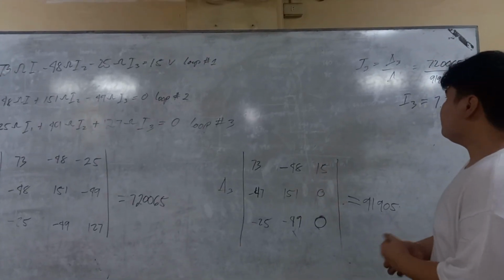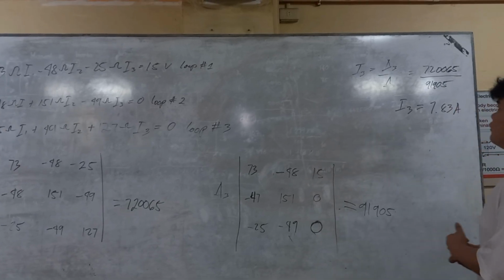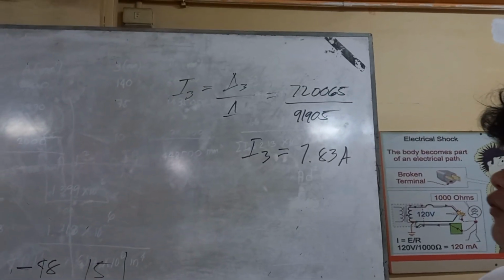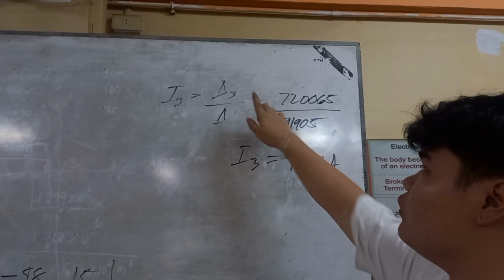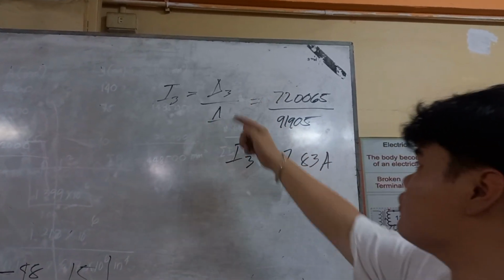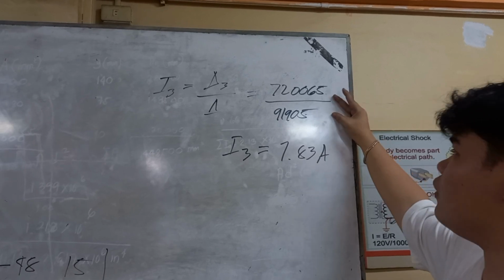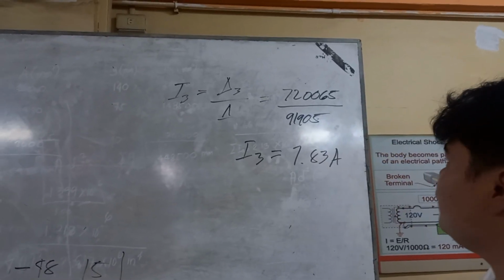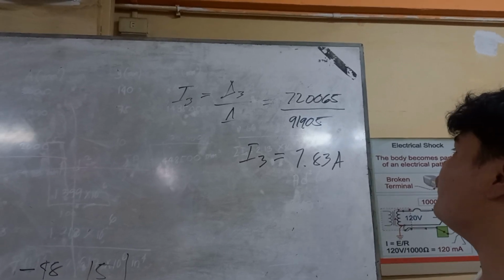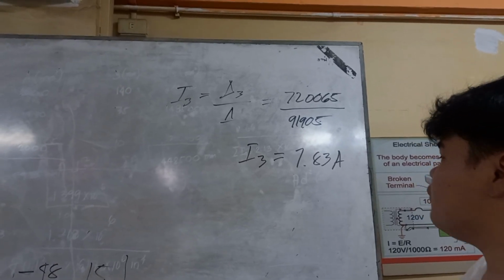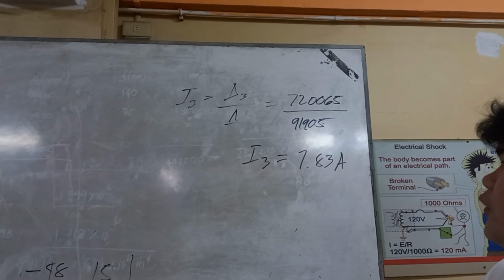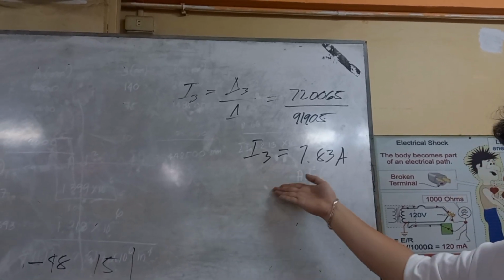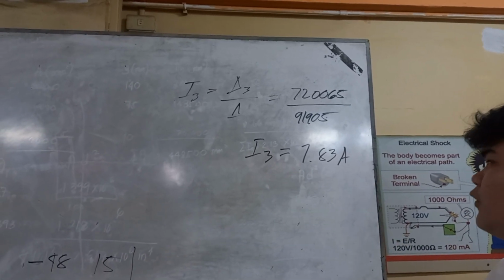For the final part, you need to solve for I3. So theta 3 over theta. So distribute the values: 700,000 to 120,065 over 91,905. So I3 is equal to 7.83 amps.